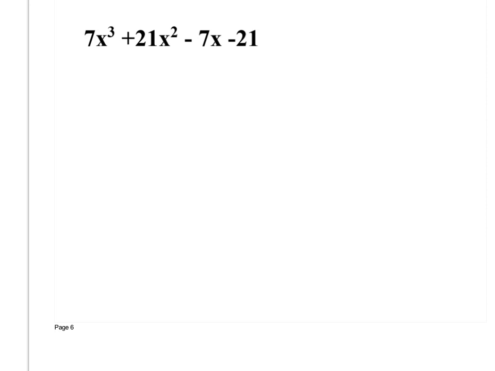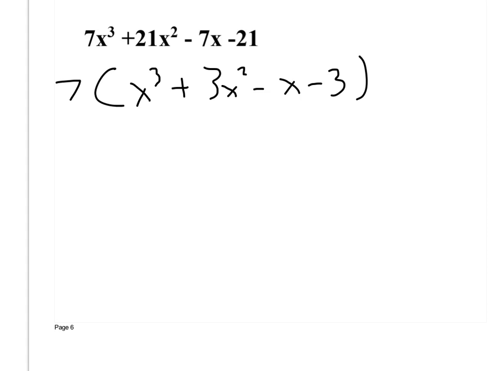7x cubed plus 21x squared minus 7x minus 21. Do you notice anything I can factor out? X? 7? I would factor out 7, not an x. You can't do x because this doesn't have an x. We're left with x cubed plus 3x squared minus x minus 3.